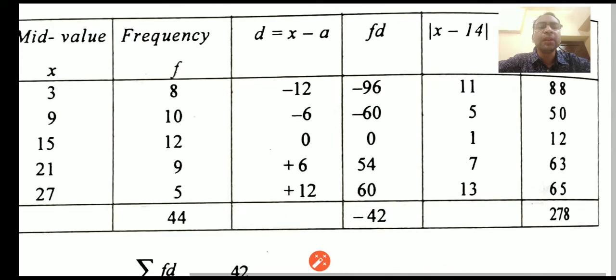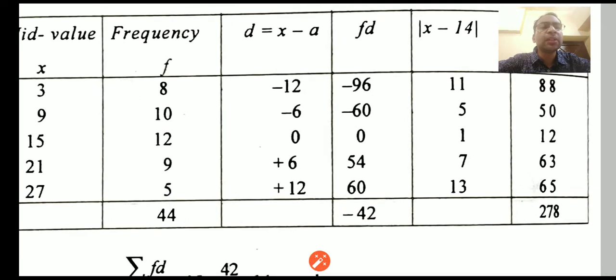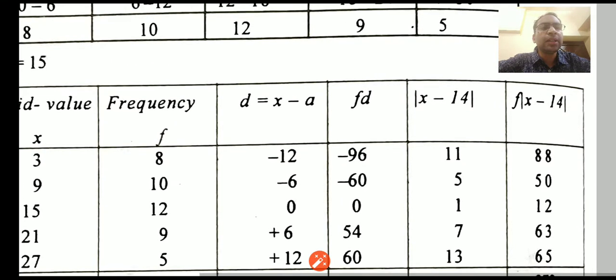In the same way, we'll calculate for the second class. The x is 9, the mean is 14, so 9 minus 14 is minus 5. Again, this is in mod, so we'll have a positive value 5. In this way, we calculate the second last column.